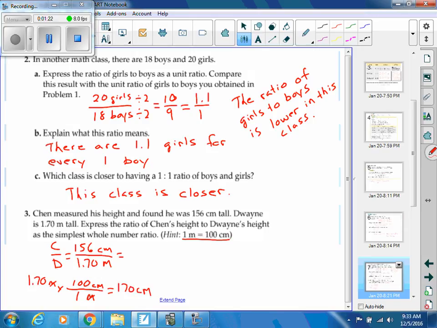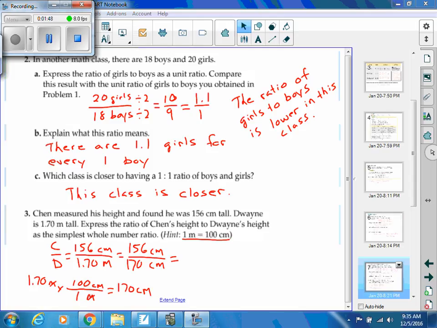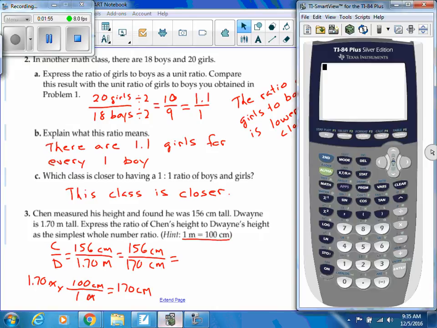170 centimeters. So now what I'm going to do is rewrite my ratio with both of them having, oops, sorry, that's 170 centimeters. And now I need to go ahead and simplify this. So one thing I notice here is that they are both even numbers. So I know even numbers, I can divide those by 2. So I'm going to go to my calculator. 156 divided by 2 is 78, and 170 divided by 2 is 85.